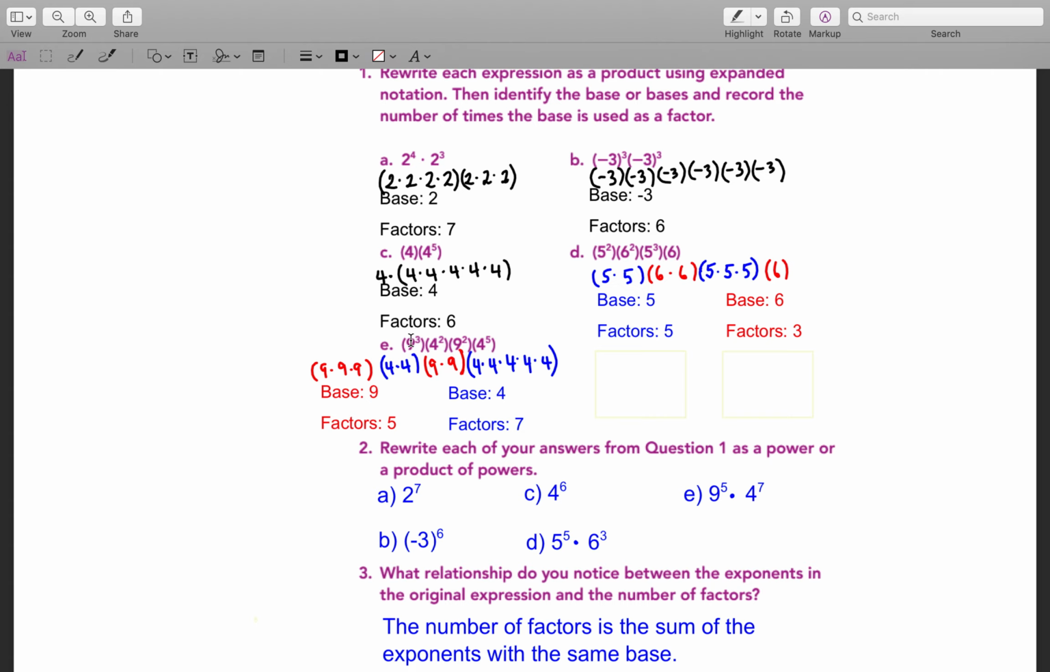Okay, same thing for this. We're only focusing on the base 9 here, so 3 and 2. So 3 plus 2 is 5. So it was 9 to the 5th power. For base 4, it was 2 plus 5, which is 7. So it's 4 to the 7th.